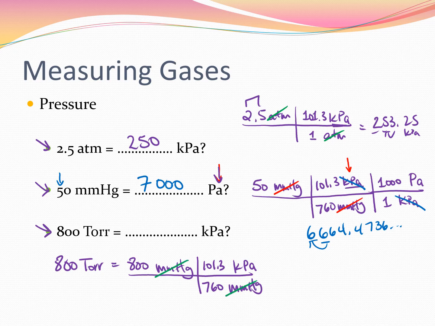With our calculator, 800 times 101.3. Don't forget to divide by 760. And our final answer is going to be 106.63. Lots of digits. We're going to keep just 1 sig fig, 100 kilopascals.